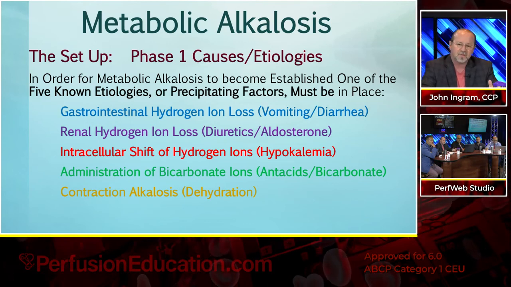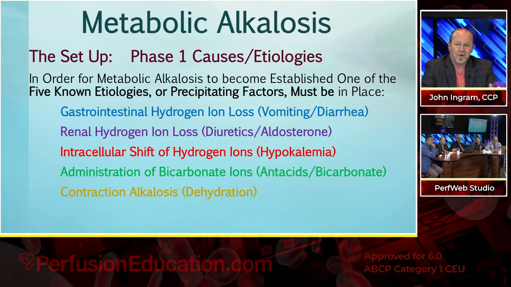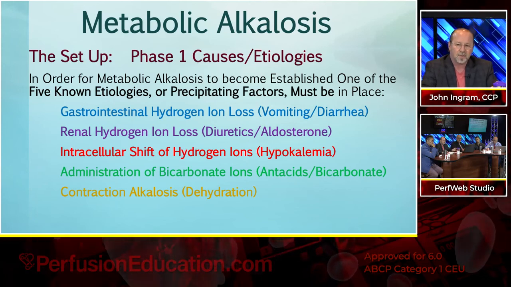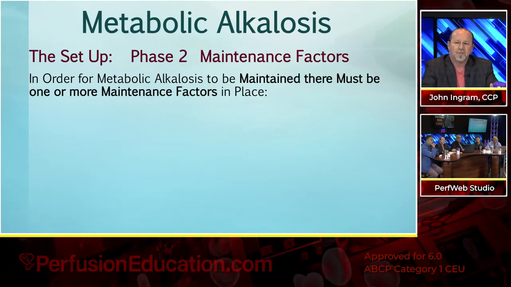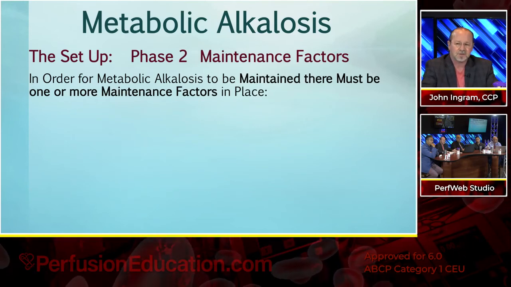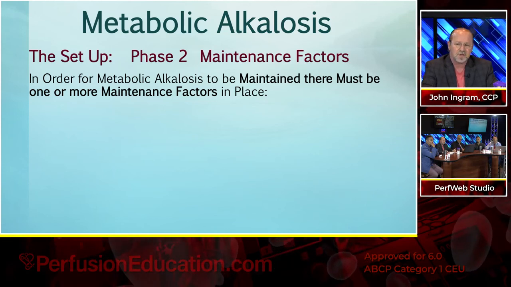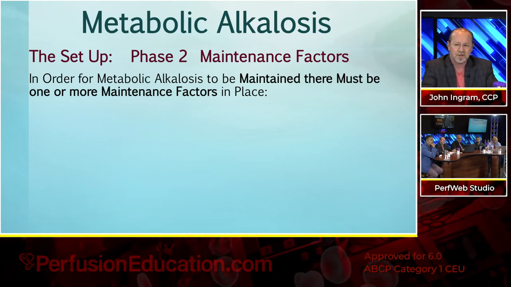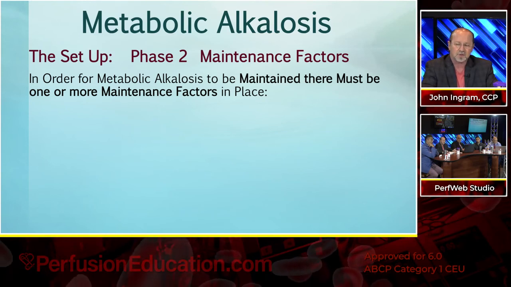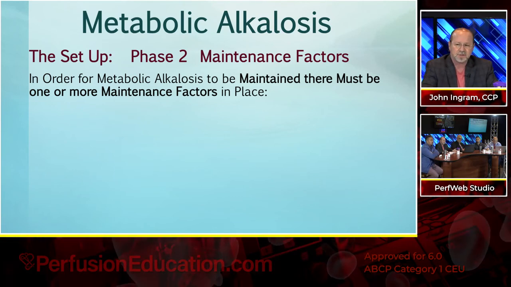So one of these 5 etiologies almost always is what sets the person up and makes them alkalotic in the first place. But what maintains the alkalosis is what's important, because phase 1 can often be easily corrected. When you see patients stay in metabolic alkalosis for days at a time, there must be one of these maintenance factors in place also.